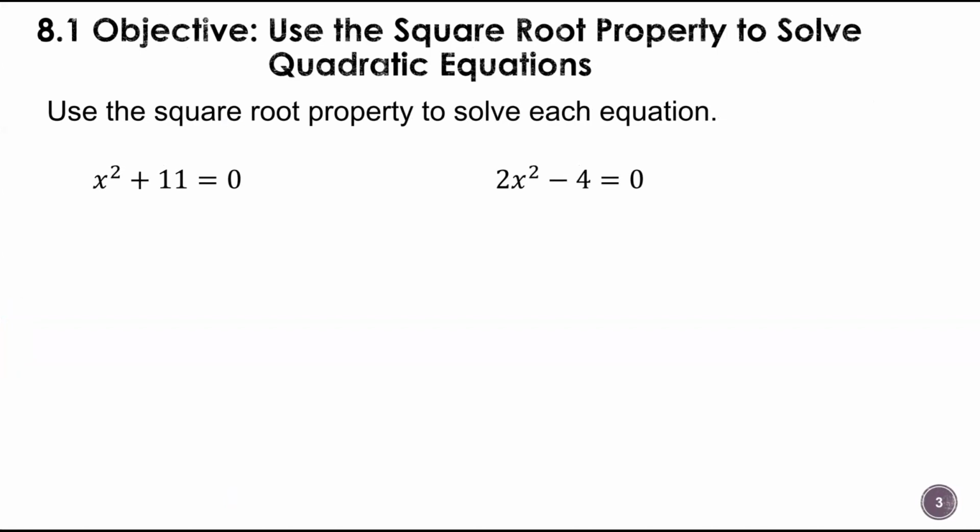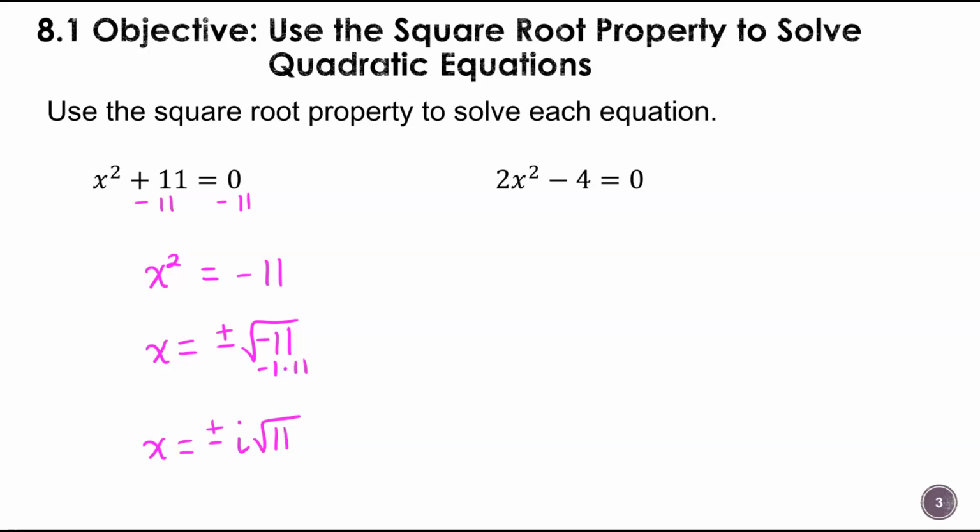Okay. One of the rules for this is that you have to have your squared term isolated. So we're going to subtract 11 on both sides. And then you can see that when we take this square root, we're going to have two imaginary solutions. So x is equal to plus or minus the square root of negative 11. Negative 11 is negative 1 times 11. So if we take the square root of the negative 1, that's i. So we have positive i radical 11 and negative i radical 11.